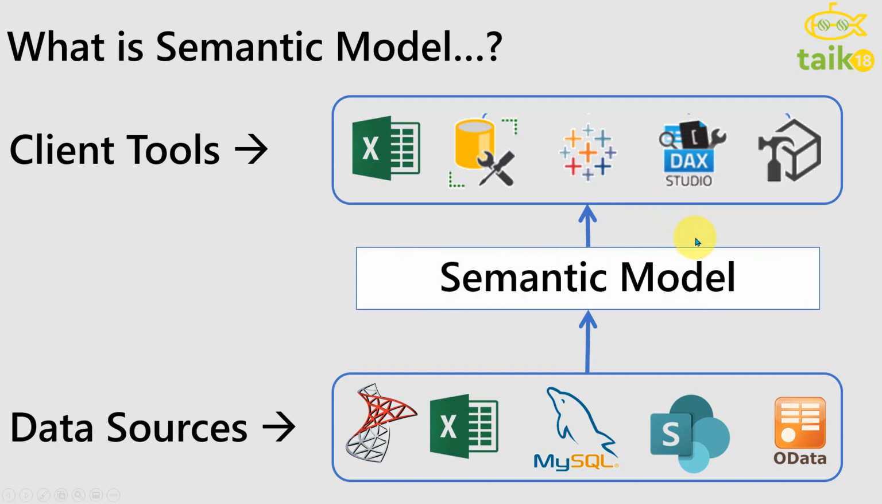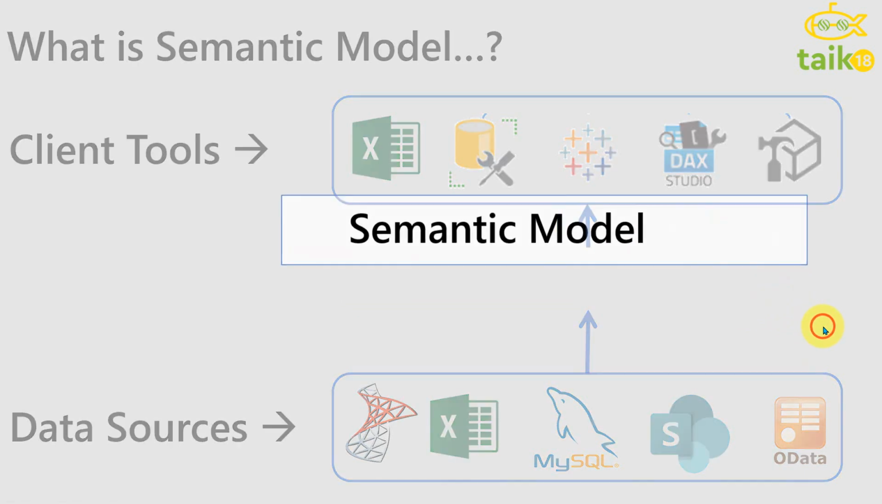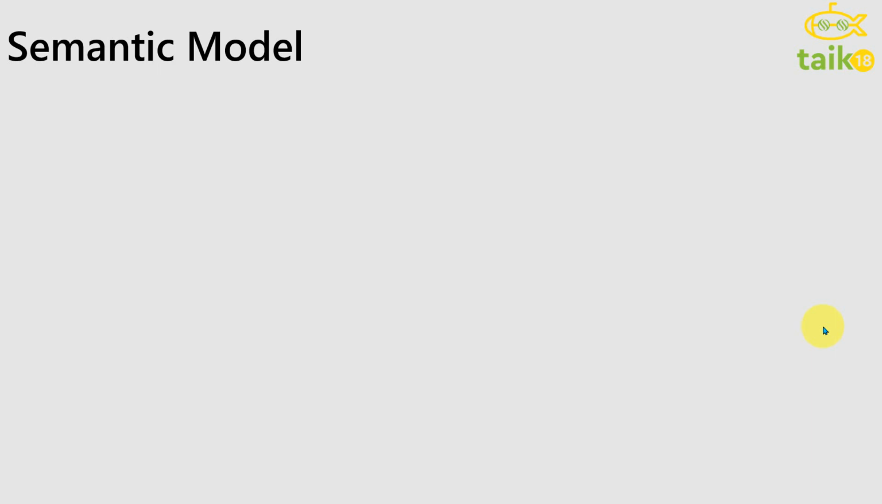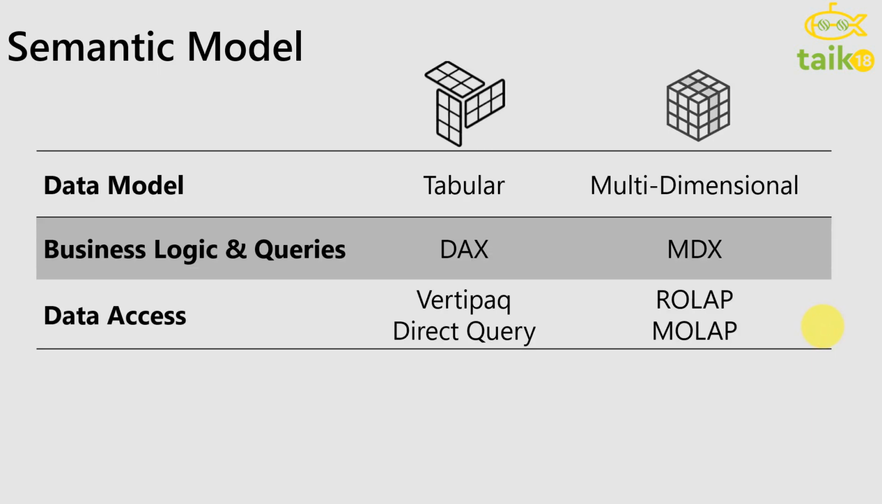So basically, what resides inside the semantic model? When you look into the detail, there are two kinds of semantic models which you can build. One is a tabular model and the other one is a multidimensional model. Usually when we talk about Power BI, we refer to the tabular model itself. Inside that, the business logic and queries, whatever we want to create, we need to do it in DAX, whereas for multidimensional we can use MDX.